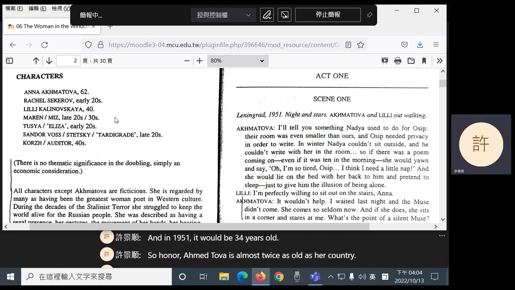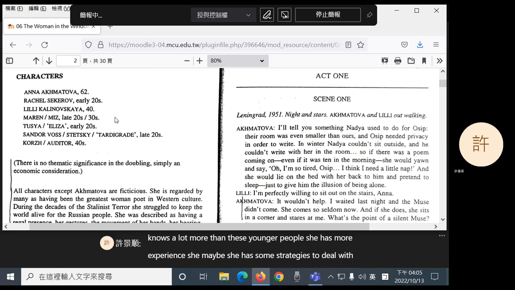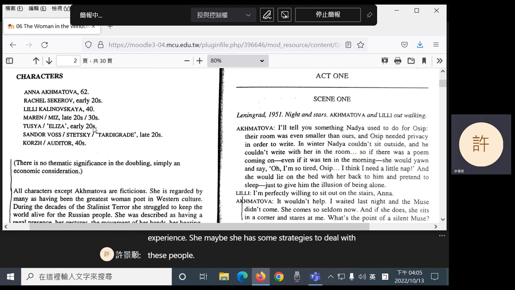So like when these secret police try to control her or tell her what to do, the idea that she is in her 60s tells us that she knows a lot more than these younger people. She has more experience. Maybe she has some strategies to deal with these people. The same for these other ages, right? Late 20s, early 30s is in the middle of life. 40 is usually we think of this as starting to get old, with a bit more experience. So that's what the ages tell us.